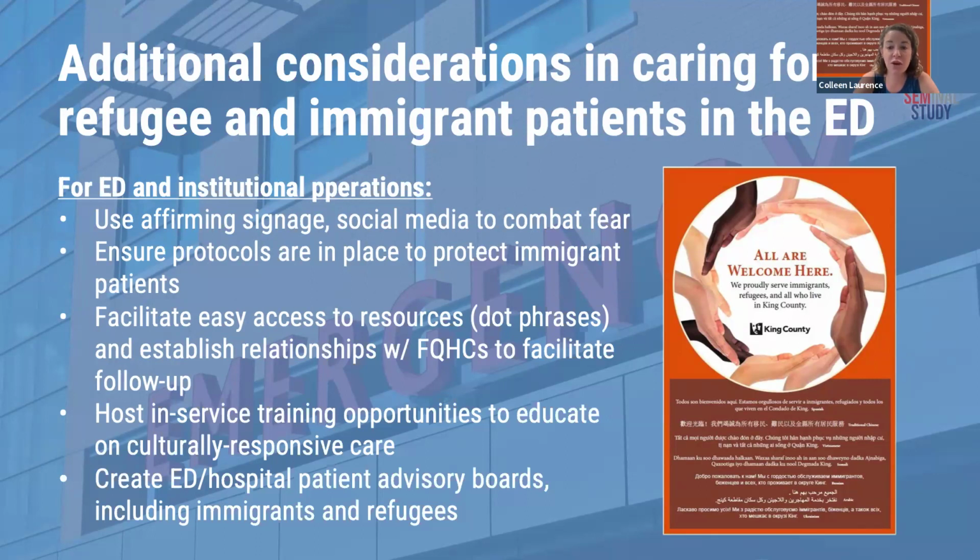Work with social work, pharmacy, and community organizations, including federally qualified health centers, to maintain a list of updated resources and places where patients may be able to follow up or seek additional support. Facilitate in-service training opportunities so that you can continually improve your knowledge of how to provide immigrant-informed care. And consider creating an ED or hospital refugee or immigrant patient advisory board so that your patients have avenues to organize and advocate for themselves.